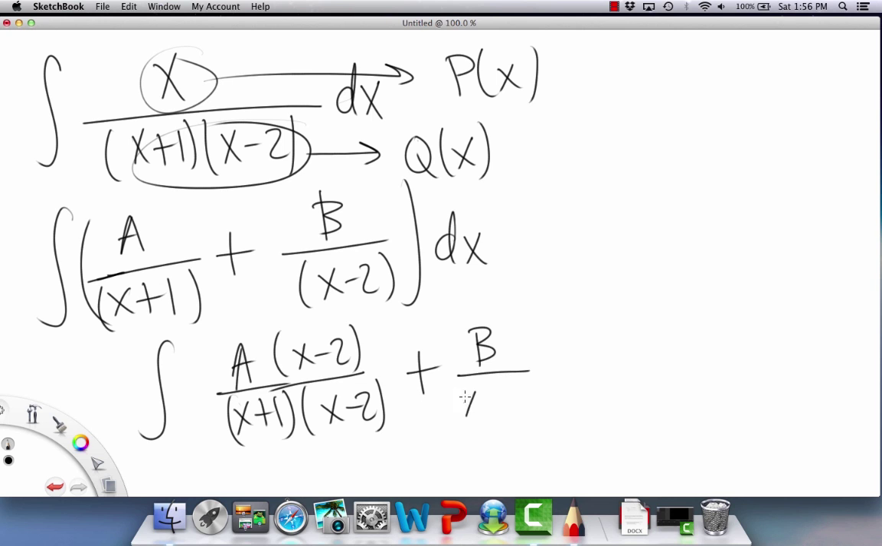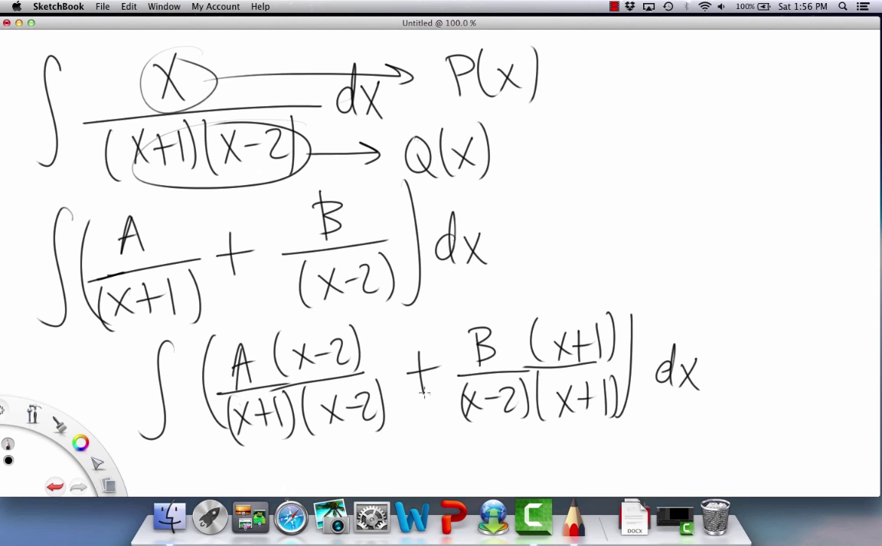And then same thing for b, which is already over the x minus 2, but now it needs the x plus 1 on the bottom. So bottom and top, like that, right? Simple fractions, okay? Then we have our dx.